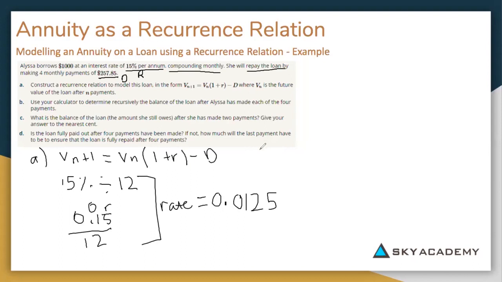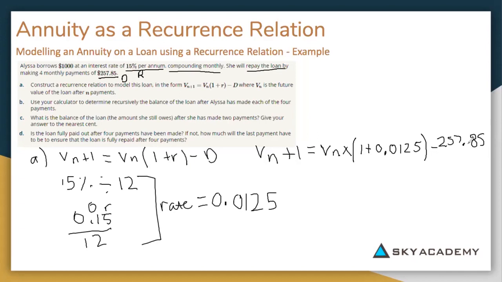So we have Vn plus 1 equals Vn times the rate. So it's 1 plus 0.0125 minus our repayment, which is 257.85. So that's what the recurrence relation model would be.